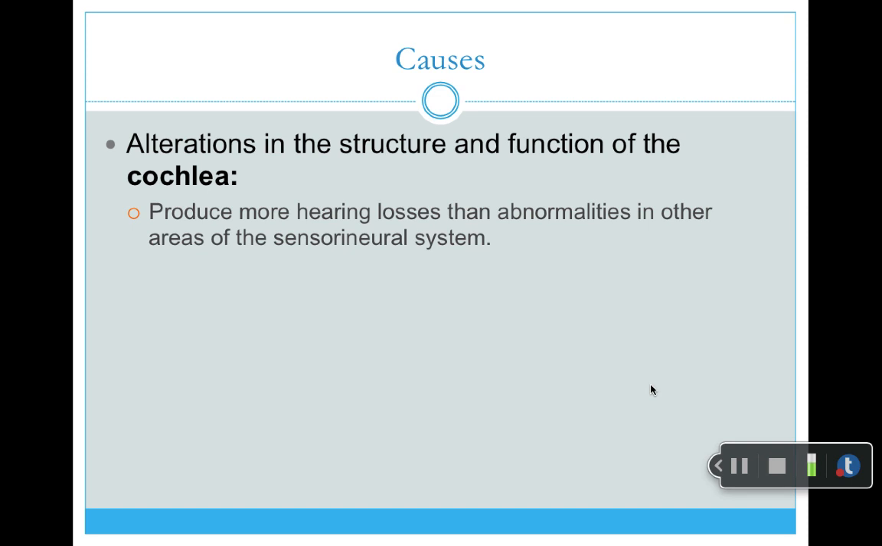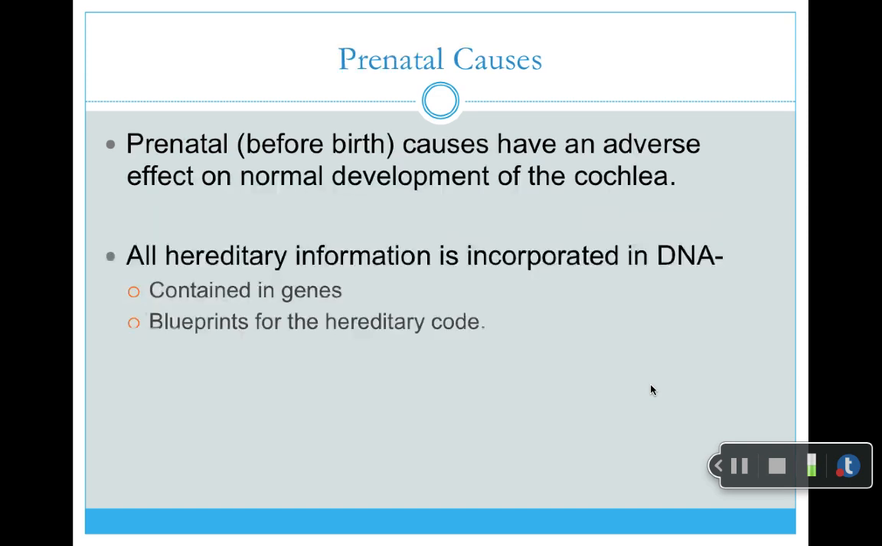Alterations in the structure or the function of the cochlea produce more hearing losses than any other abnormalities in the sensory neural system. So you're much more likely to have a cochlear hearing loss or a problem in the outer hair cells than in the auditory nerve or in the inner hair cells.